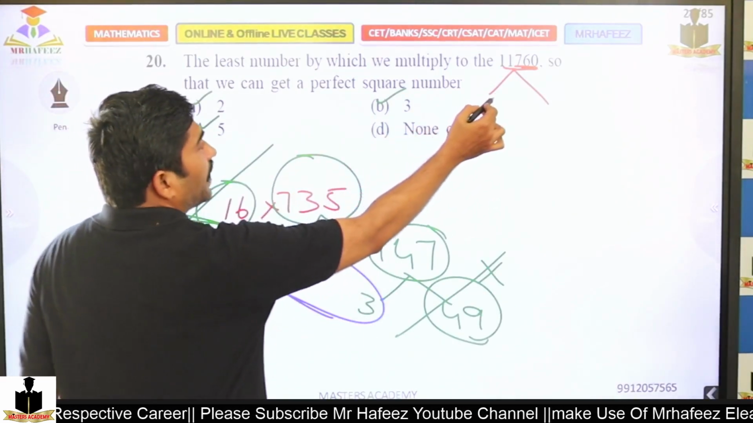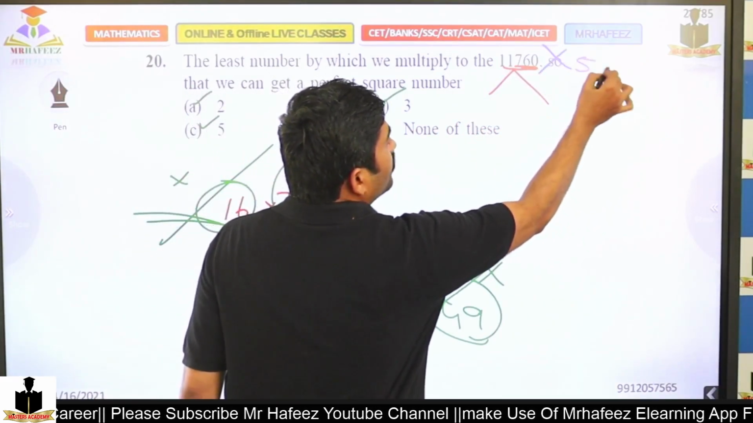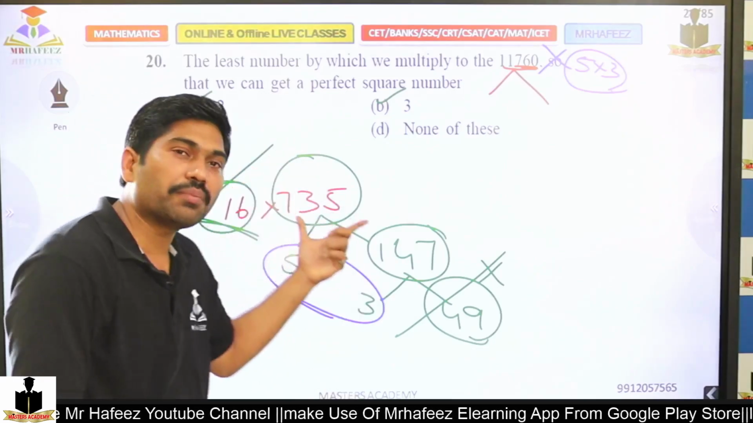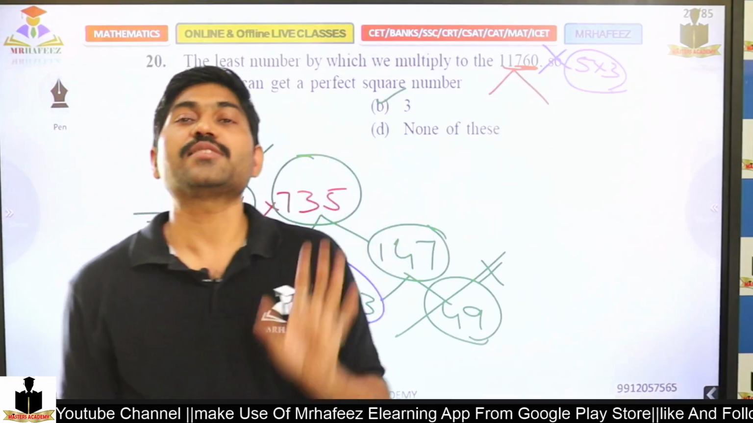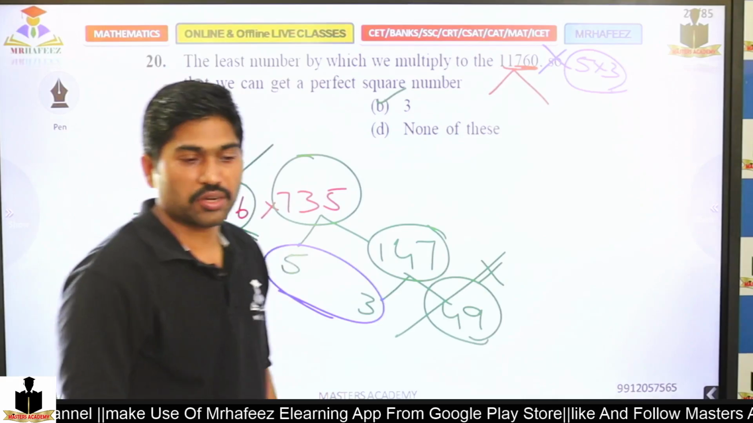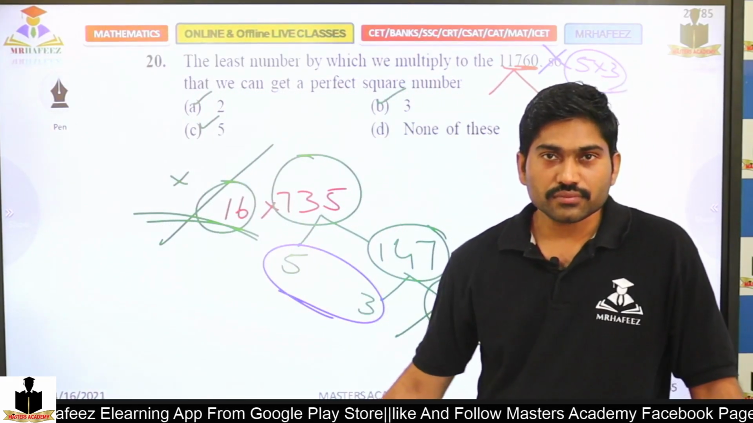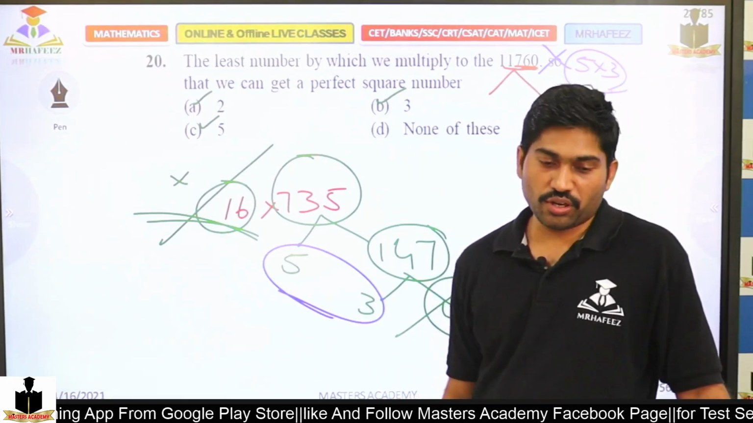If I multiply this by 5 times 3, then only I can get a perfect square, because in this number only 15 is missing. If you agree, type A in the comment box.